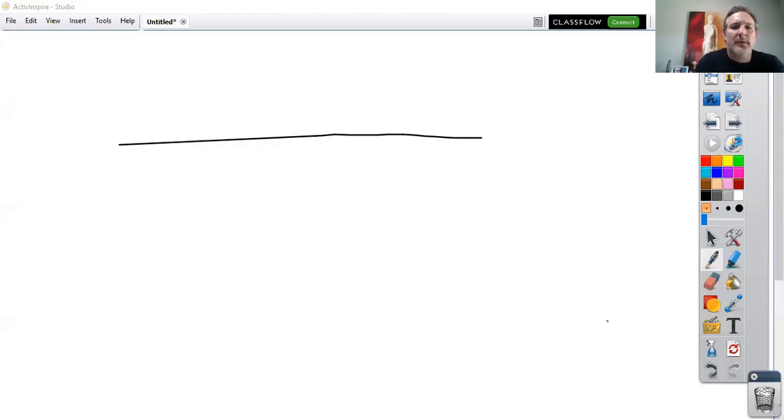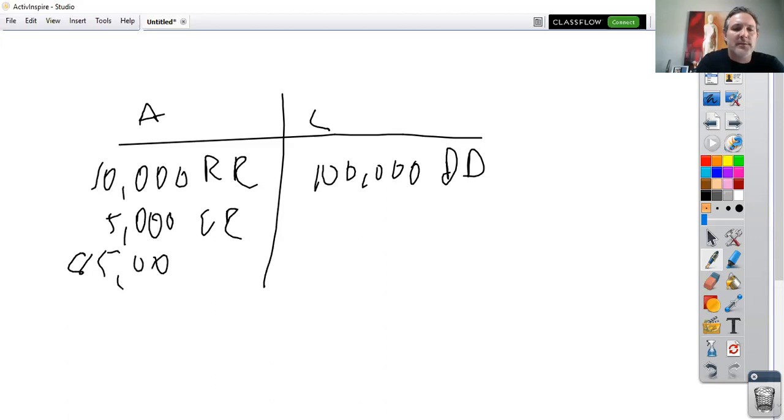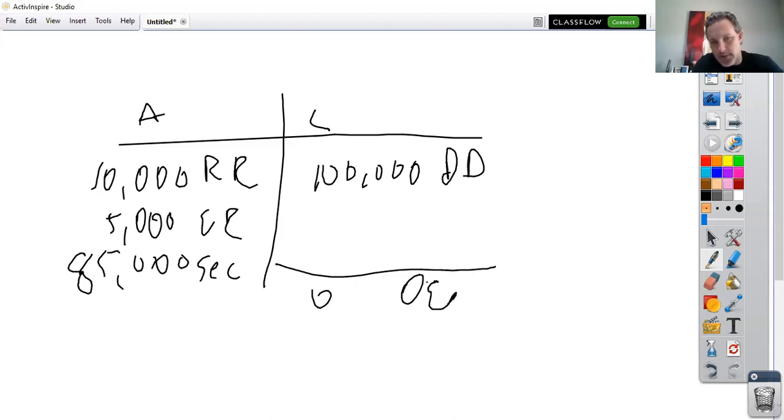So they had assets, liabilities, and they had 100,000 in this bank in demand deposits. They had 10,000 in required reserves. They had 5,000 in excess reserves. And they had 85,000 in securities, which is bonds. And then over here they had zero in owner's equity. So because the two sides balanced out, the firm was at zero owner's equity. It didn't have any equity built up.